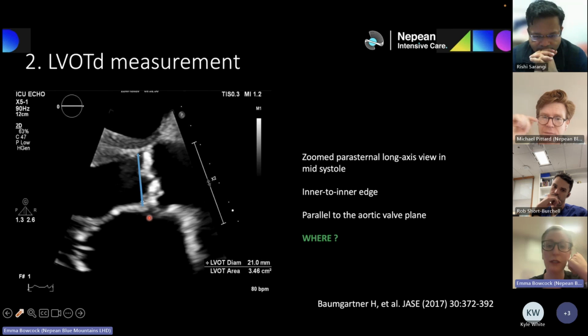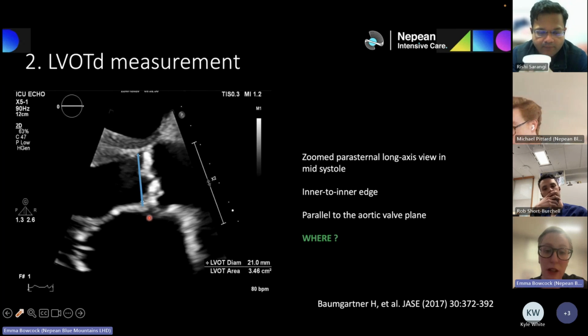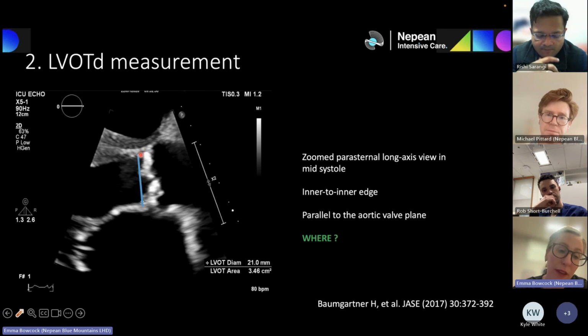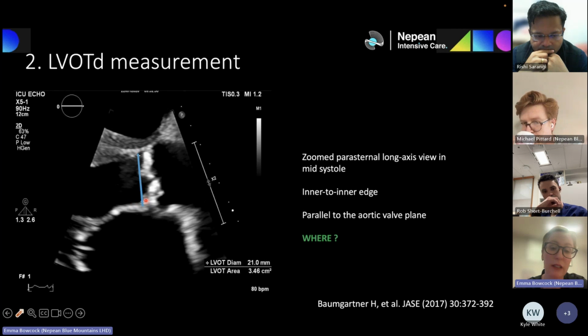It's important that you zoom in on a parasternal long axis. Obviously in mid-systole is where you're going to measure it, inner edge to inner edge, from the base of the right coronary cusp to the base of the anterior mitral leaflet. That's where you want to be measuring. There is a little bit of controversy about this.